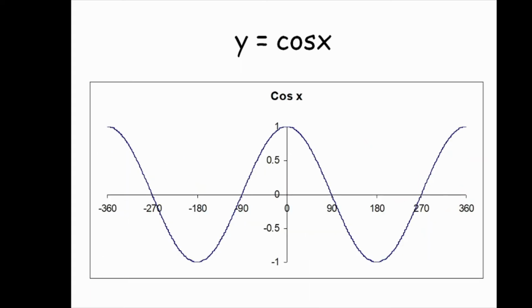Moving on to y equals cos x. Now y equals cos x is a very similar graph to y equals sin x. However, it has a different starting point. With y equals cos x, it doesn't start from the origin, it starts at 1. Then it continues to have a period of 360. And again, the range of values you can have for y equals cos x is 1 to minus 1.